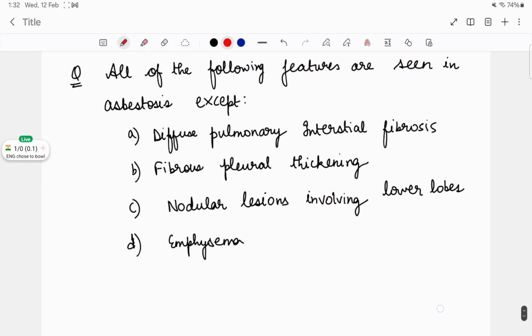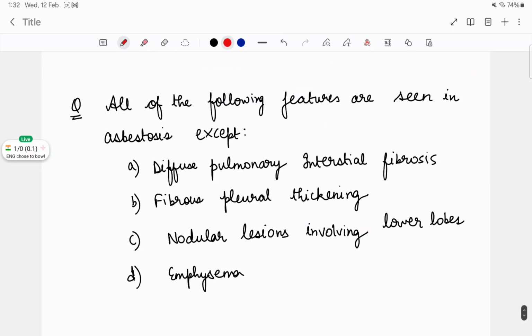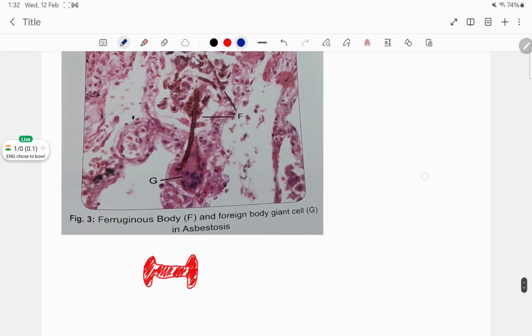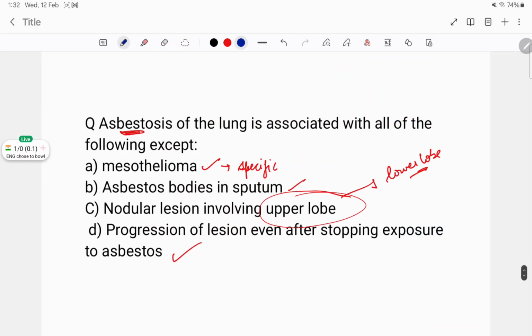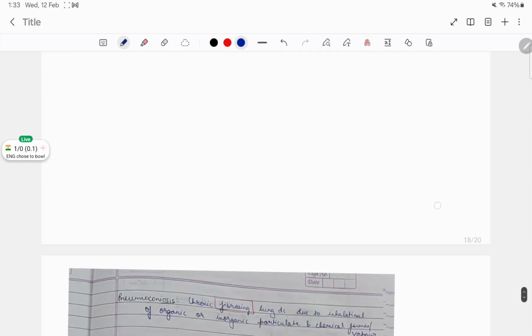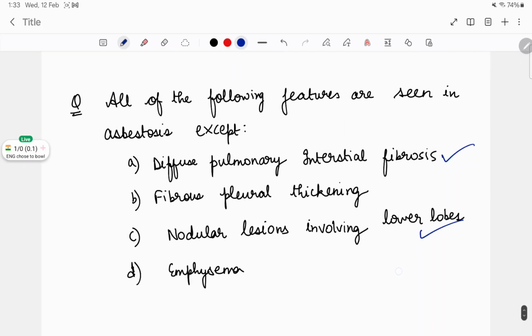Now I have one more question related to asbestosis. This was also a previous very old AIIMS question. Just wanted to tell you that AIIMS very often asks questions from pneumoconiosis. All of the following features are seen in asbestosis except: diffuse pulmonary interstitial fibrosis, yes; pleural thickening, yes; nodular lesion involving lower lobe, this was one of the options. In this question, they have just changed this option from lower lobe to upper lobe. That is why we need to solve previous year questions. And emphysema, no. The answer is D, emphysema.